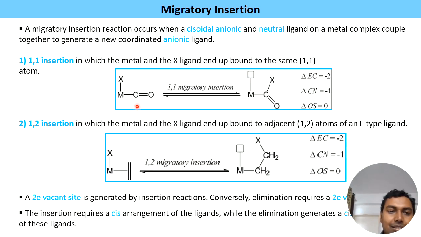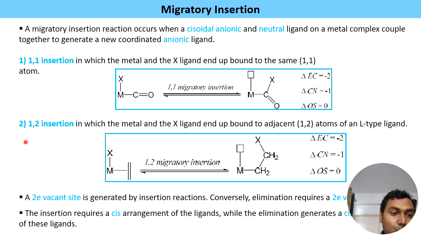This is the reversible reaction, basically the carbonyl elimination reaction. Here, if we have a compound which has the M-X bond and also an M-CO bond, then after this 1,1 migratory insertion reaction, X will migrate to the carbon of this carbonyl group, giving one acyl type of product and also generating one vacant coordination site for this metal.